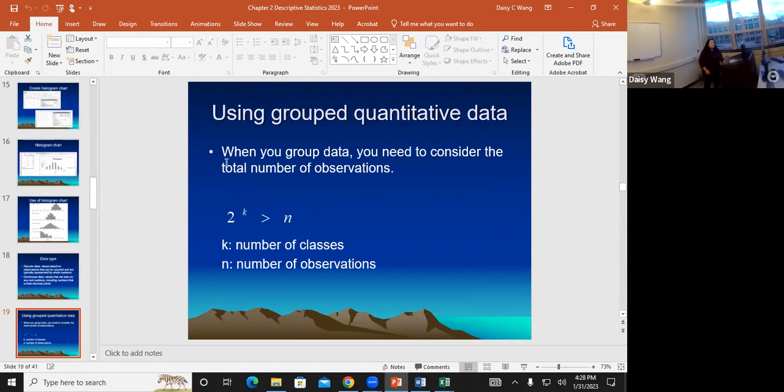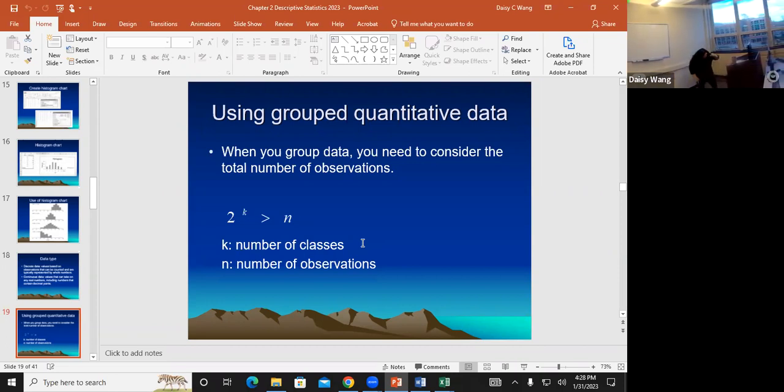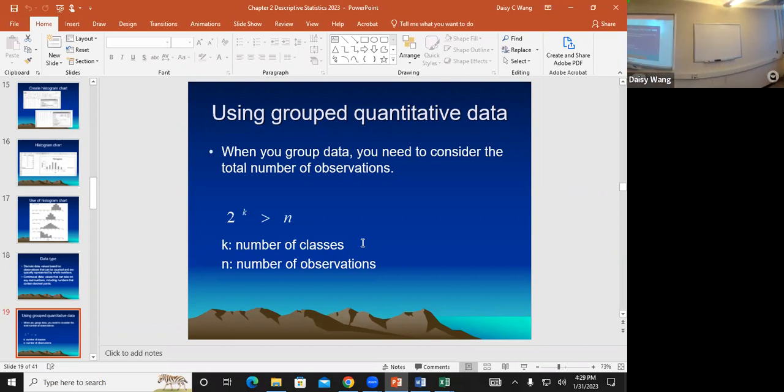So when we have quantitative data, we want to think of the total number of observations. Okay, and then we want to group them into different classes. So how we do that is, like the example we have, the observation is 50. We have observations, the sample size is 50.